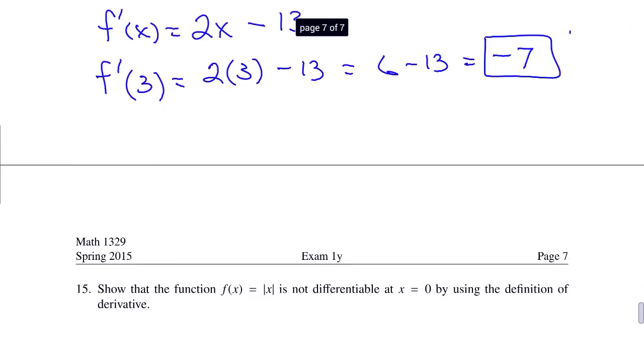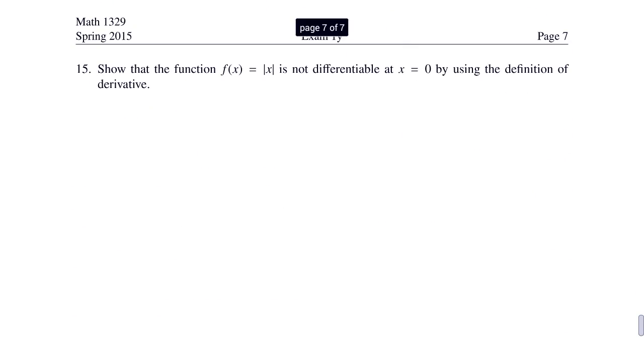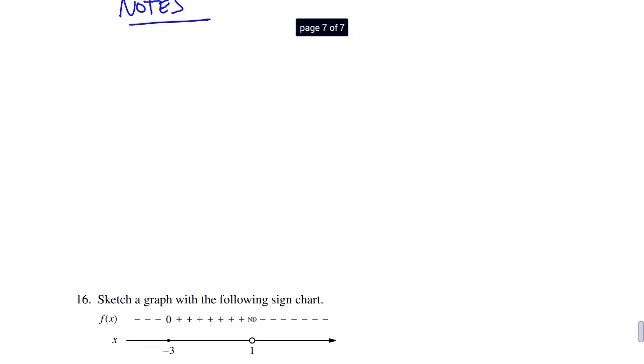Next, question 15 was, show that the function f of x is equal to the absolute value of x is not differentiable at 0. That one's in your notes, so I'll let you look at that from your notes.